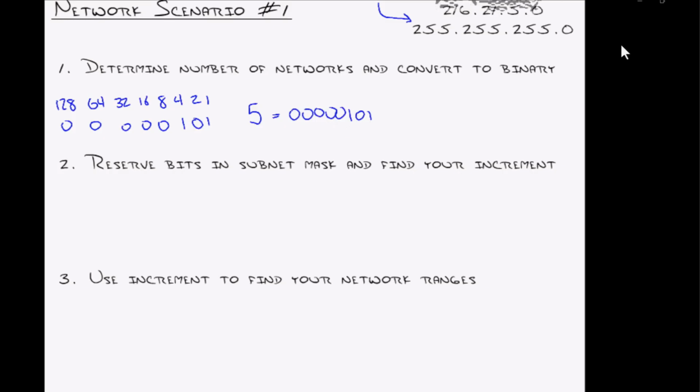The second step is the big one. Reserve the bits in the subnet mask and find your increments.